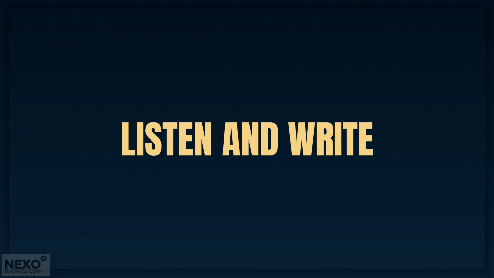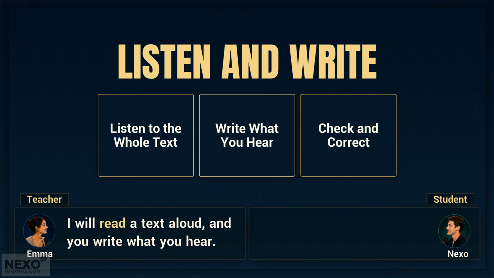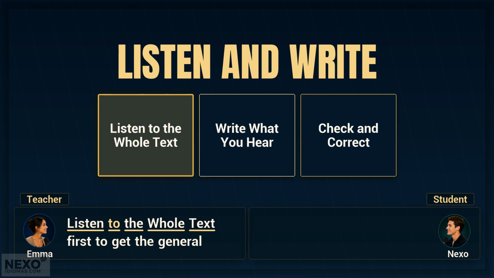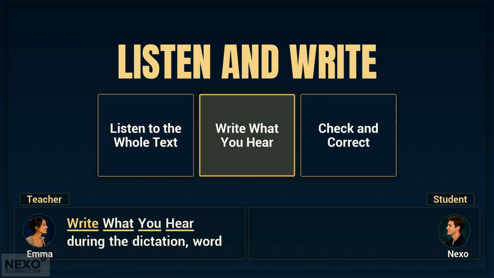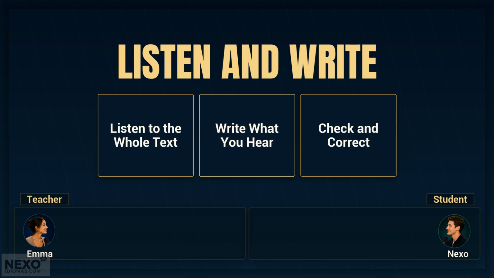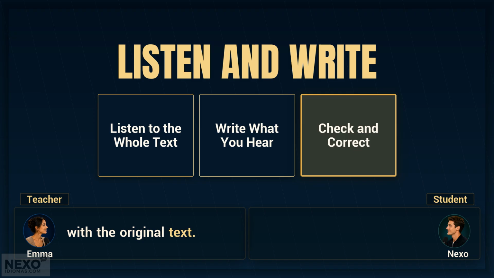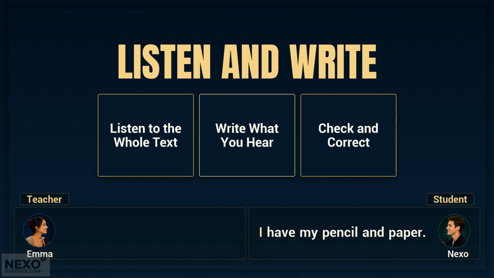Listen and write. This activity is a dictation. I will read a text aloud, and you write what you hear. I will listen carefully and write. Listen to the whole text first to get the general idea. Write what you hear during the dictation, word by word. Check and correct by comparing your writing with the original text. Keep your notebook ready and do not worry about mistakes. I have my pencil and paper.